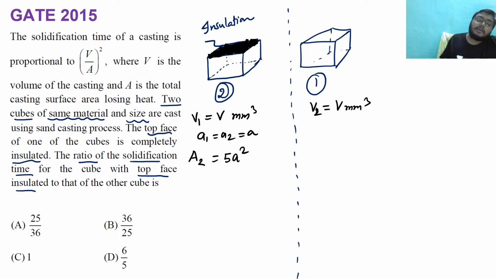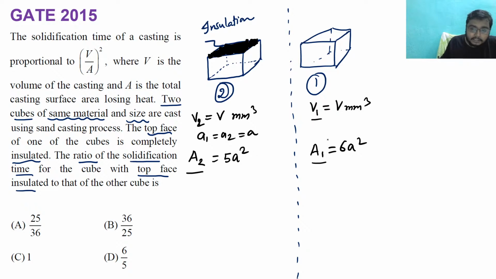Why 5a square? Because one surface is insulated. And here, when I calculate the surface area, then this would be 6a square. Clear? Because here all the surfaces are open, and here one surface is insulated, and hence there is 5a square. Now see, I have calculated A2, I have calculated A1, V1, V2, everything is known to me.